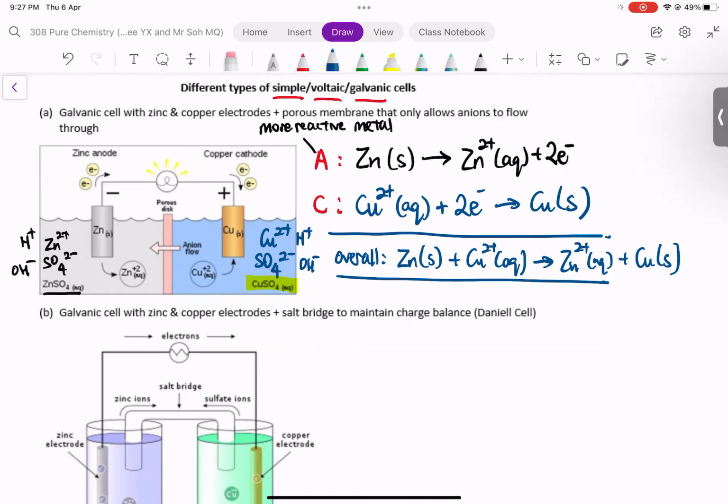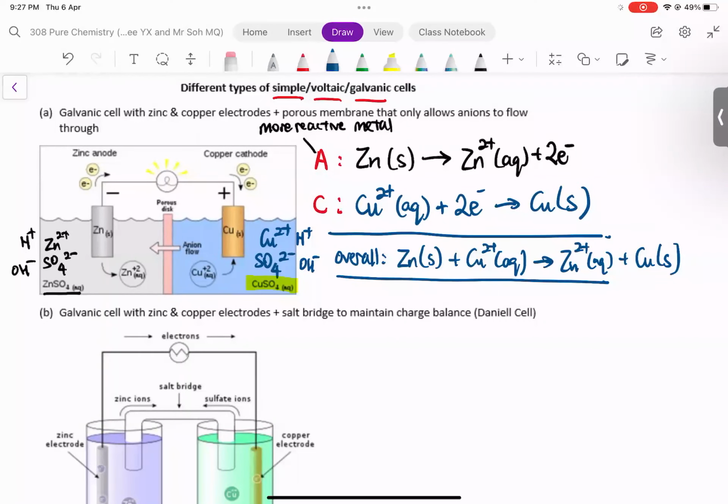Okay. Now, this one looks a bit different from our notes, right? How come there's this thing called a porous membrane or porous disc? Why is it that one side is zinc sulfate, one side is copper 2 sulfate? Our notes use sulfuric acid. It's different because this galvanic cell is slightly more complicated. It's slightly more complicated not because of zinc and copper. It's slightly more complicated because it uses different electrolytes on each side. One side is zinc sulfate, the other side is copper 2 sulfate.